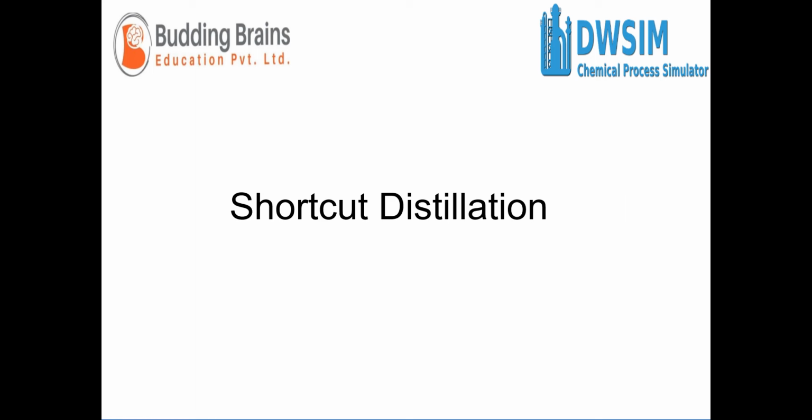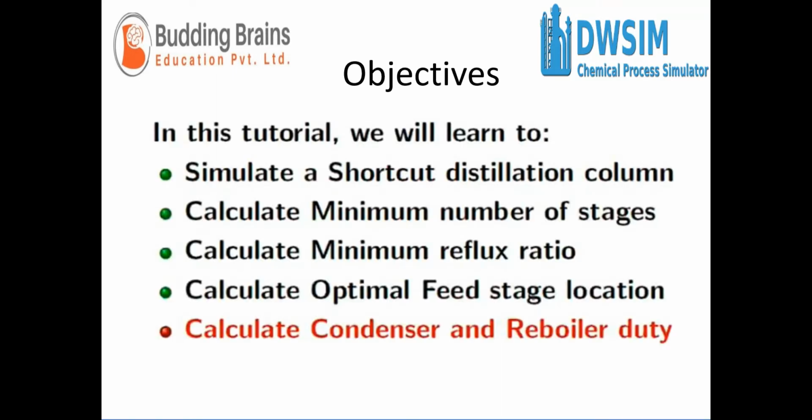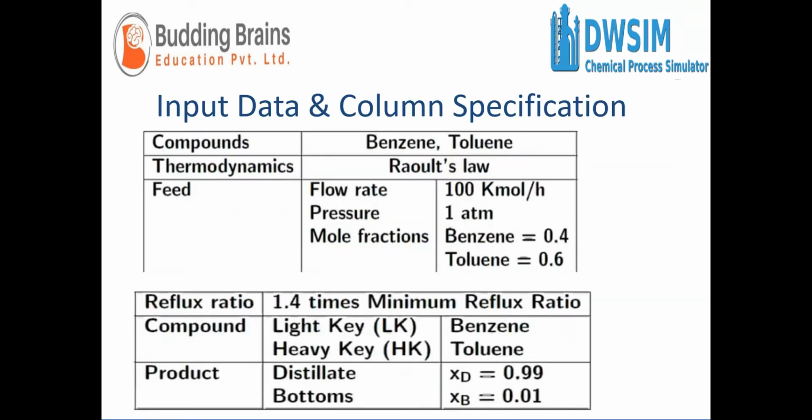Hello everyone, welcome back. In this video, we learn how to work with the shortcut distillation column in DWSIM. In this tutorial, we learn how to simulate a shortcut distillation column to calculate the minimum number of stages, calculate the minimum reflux ratio, we'll calculate the optimal feed stage location, and finally, we'll also calculate the condenser and reboiler duty. For this simulation, we'll be using the following example.